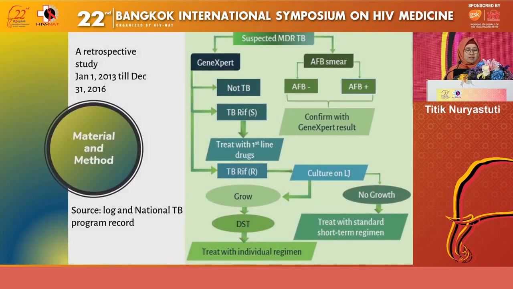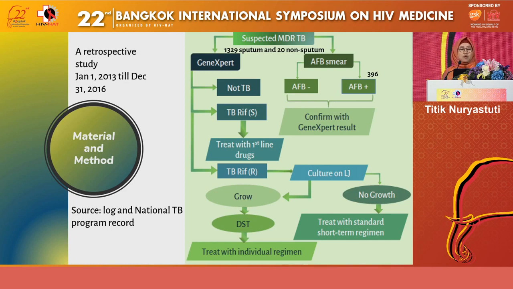And this is the material and method. It is a retrospective study, which started in 2013 till 2016, and the data come from the logbook and national TB program records. Basically our population comes from presumed MDR TB patients. So we obtained about 1,329 sputum and 20 non-sputum specimens.